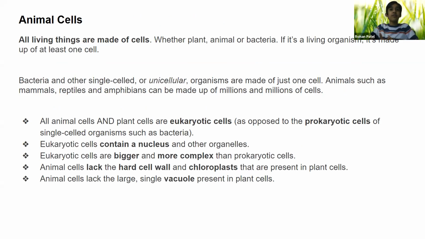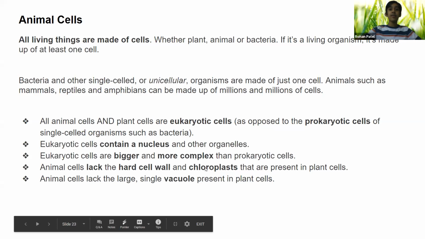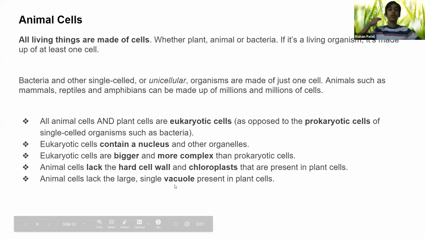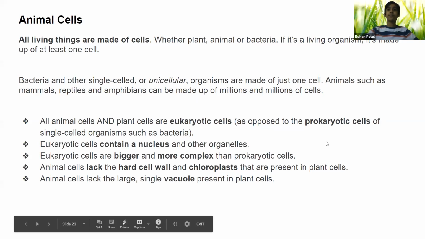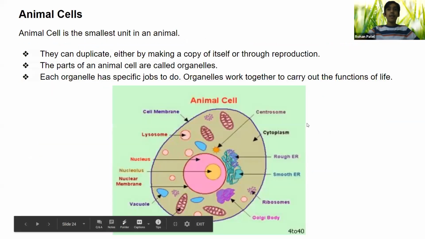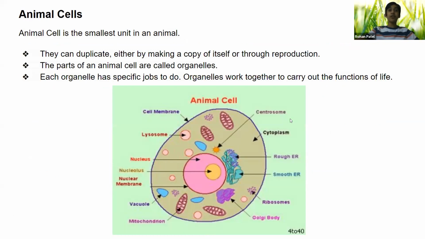So all living things are made of cells, but animals are made of animal cells. They lack the cell wall and chloroplasts. They lack the large vacuoles, but they have smaller, lots of vacuoles. So they can duplicate by making a copy of themselves through reproduction.